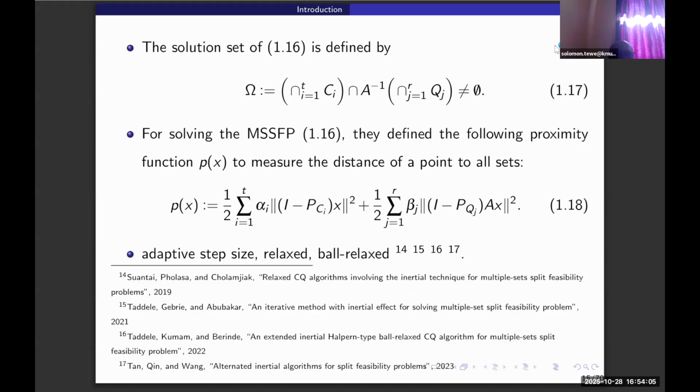And to solve this problem, first we consider p of x in order to measure the distance of a point to all sets, which is given by equation 1.18. So using this least square approximation, we can find an algorithm which will help us to solve the multiple set split feasibility problem. And a number of authors worked on this problem, like for example Suntai and others, Tardell and others, and Tan and others. So there are a lot of works in this area.